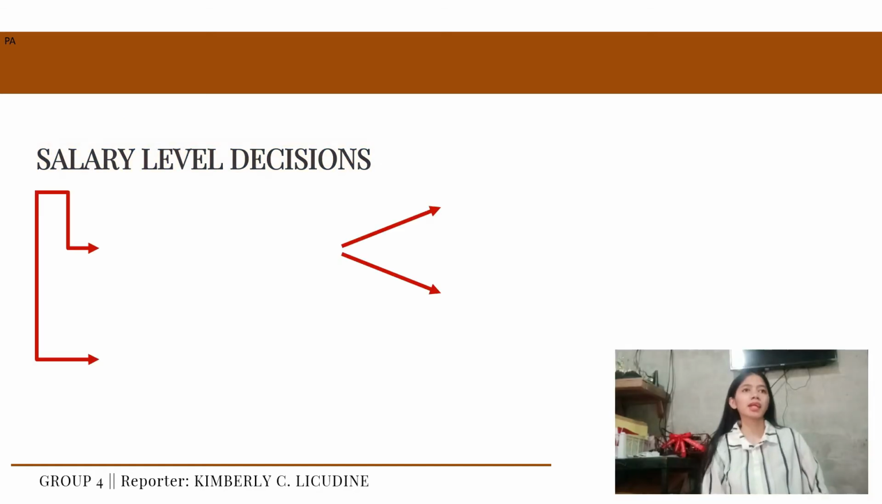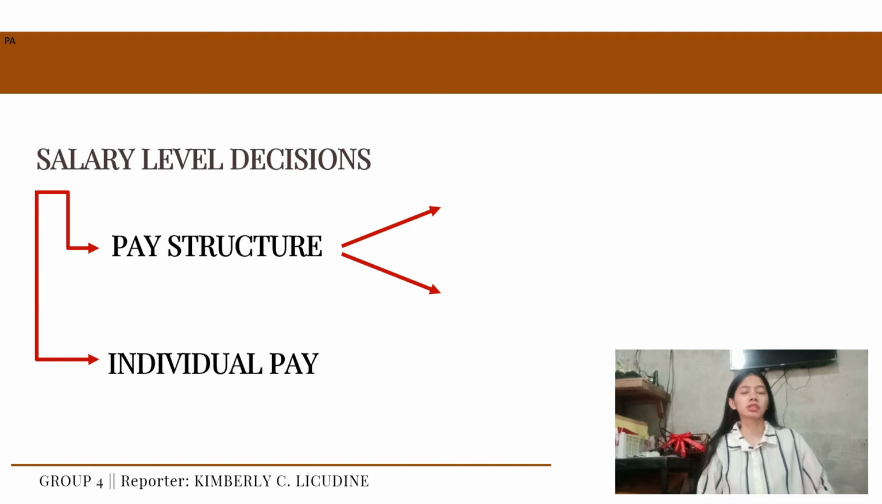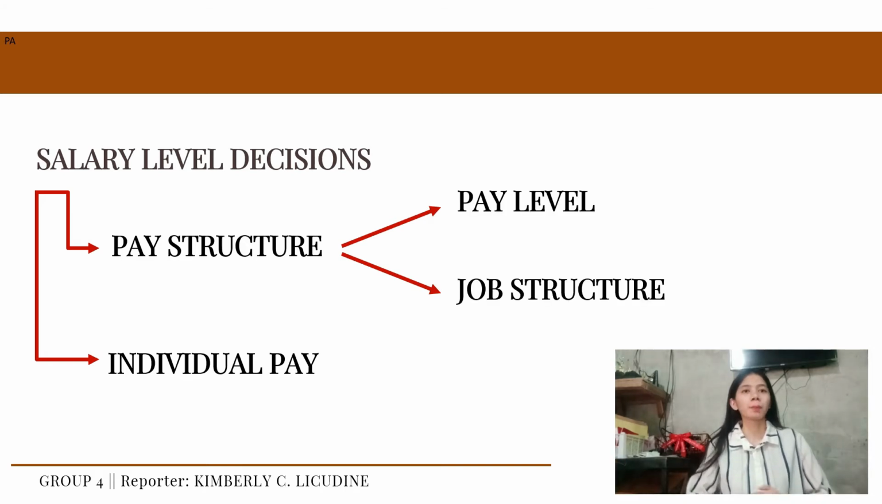There are two areas in salary level decisions. These two are the pay structure and the individual pay. Out of these two, we'll be focusing on pay structure. In pay structure, we have two things which need to be considered: pay level and job structure.